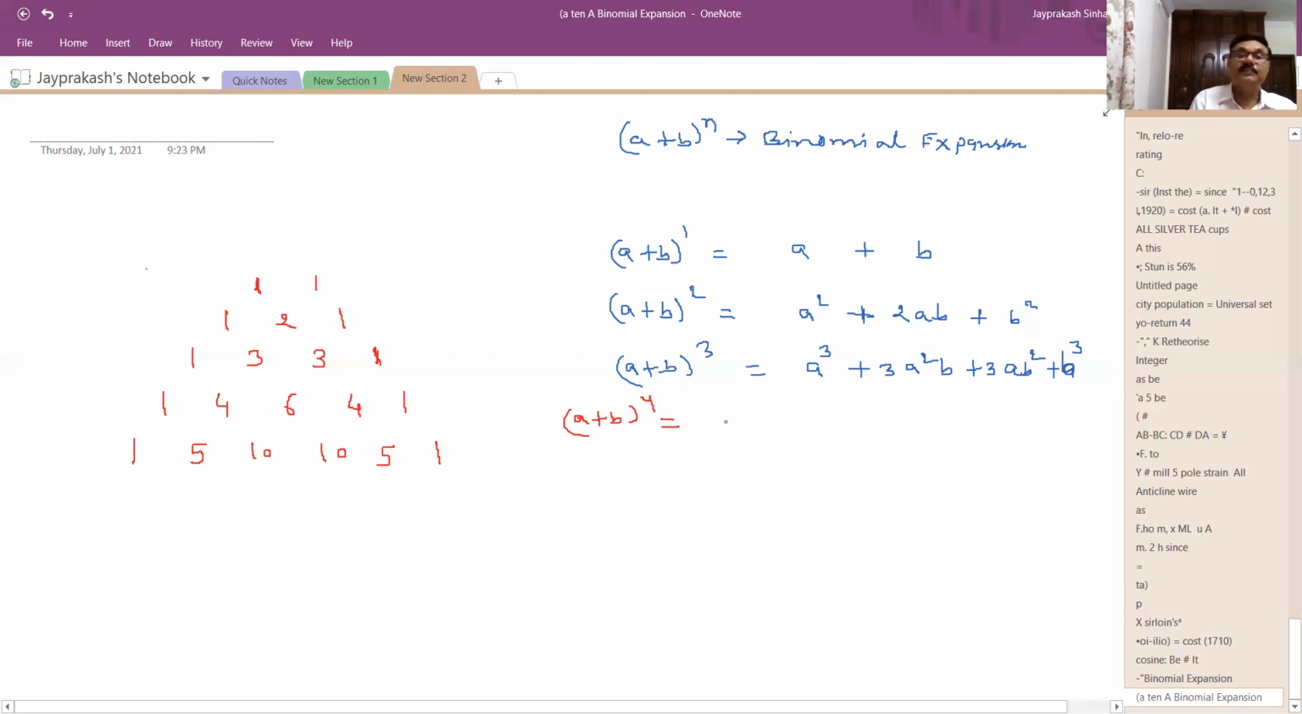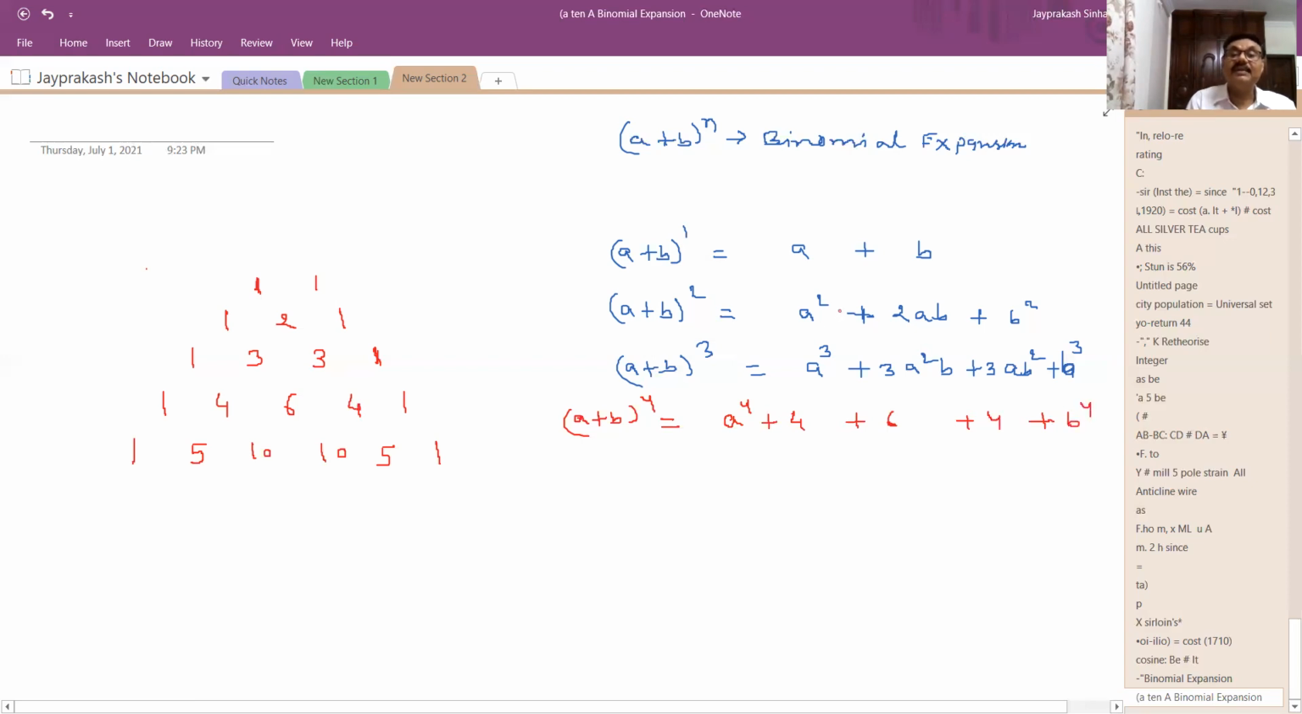And how will you expand this? First of all, what will we do? You will write a to the power 4. The coefficient of a to the power 4 we have taken is 1. The coefficient of the next term will be 4. The coefficient of the next term will be 6. The coefficient of the next term will be 4. The coefficient of the next term will be 1. Here you can write b to the power 4.